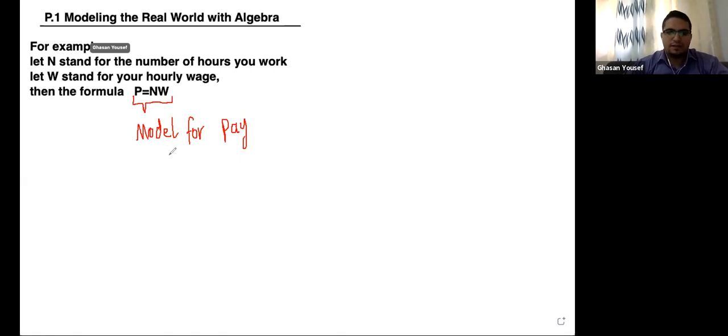So what does that mean? Letters mean I use my real world in algebra, like using letters N or W. So after I change everything, the payment B equals N times W. Then I get a model. My model is B equals N times W. My model is for the payment, how much the manager gives you per week.